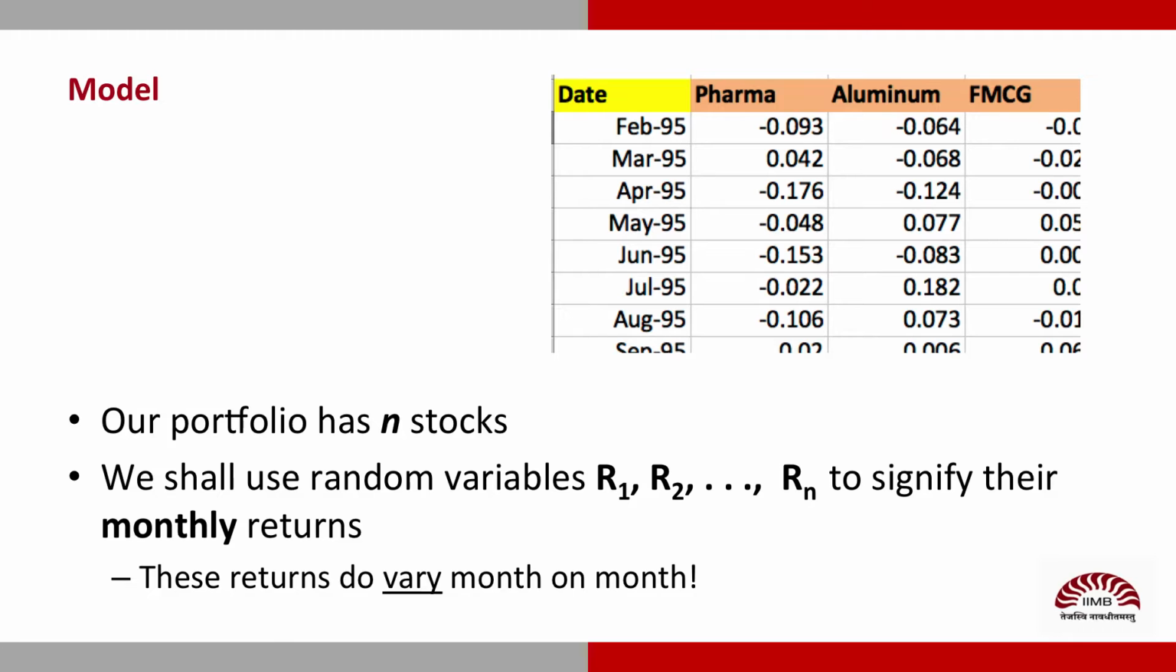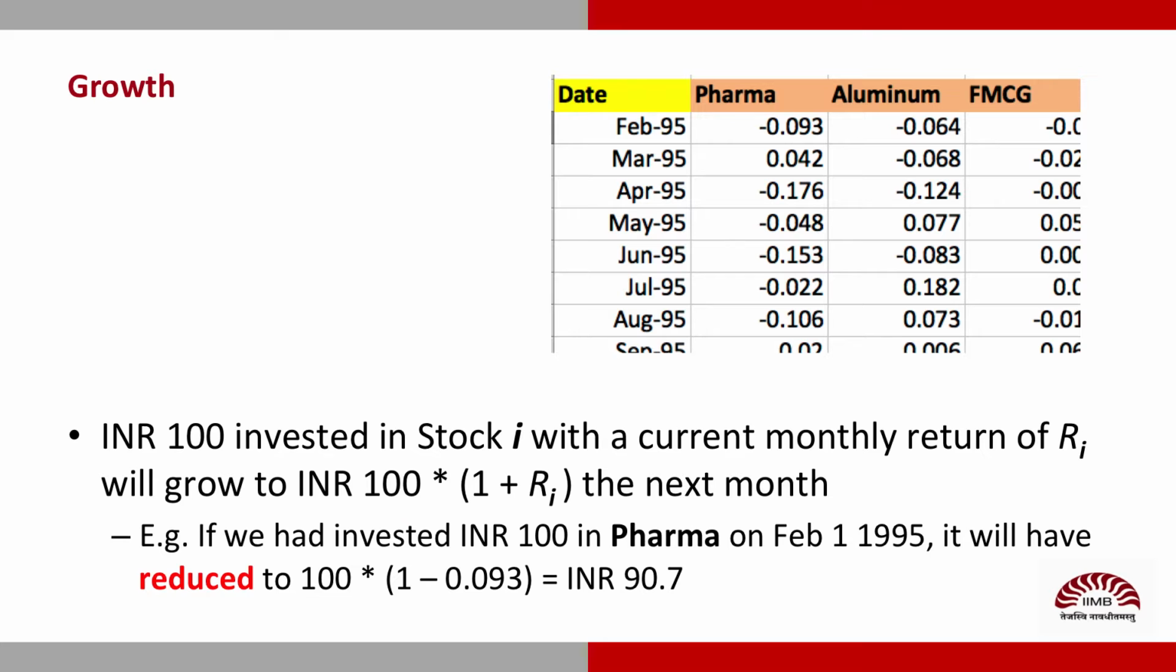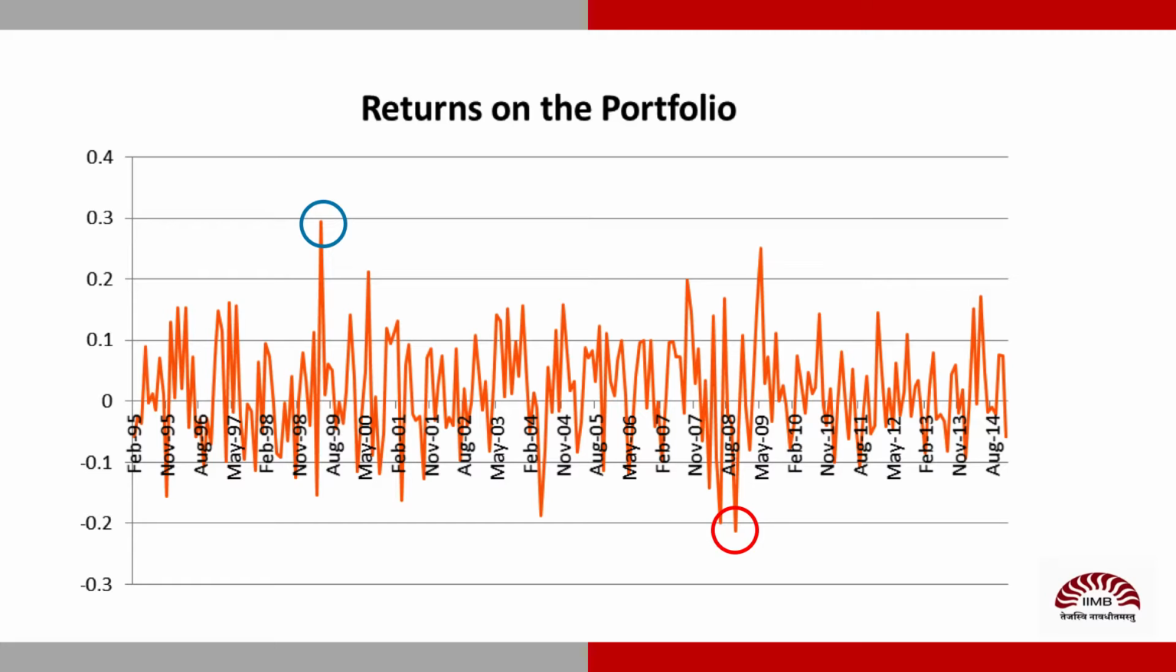We'll use random variables R1, R2 through Rn for monthly returns. Notice these are variables, they are not constants. I know. The return on each stock changes month on month. $100 invested in stock i will grow to 100 times 1 plus Ri the next month. Which means Ri could be negative? Of course, our own portfolio has dipped once by over 20%, you know.